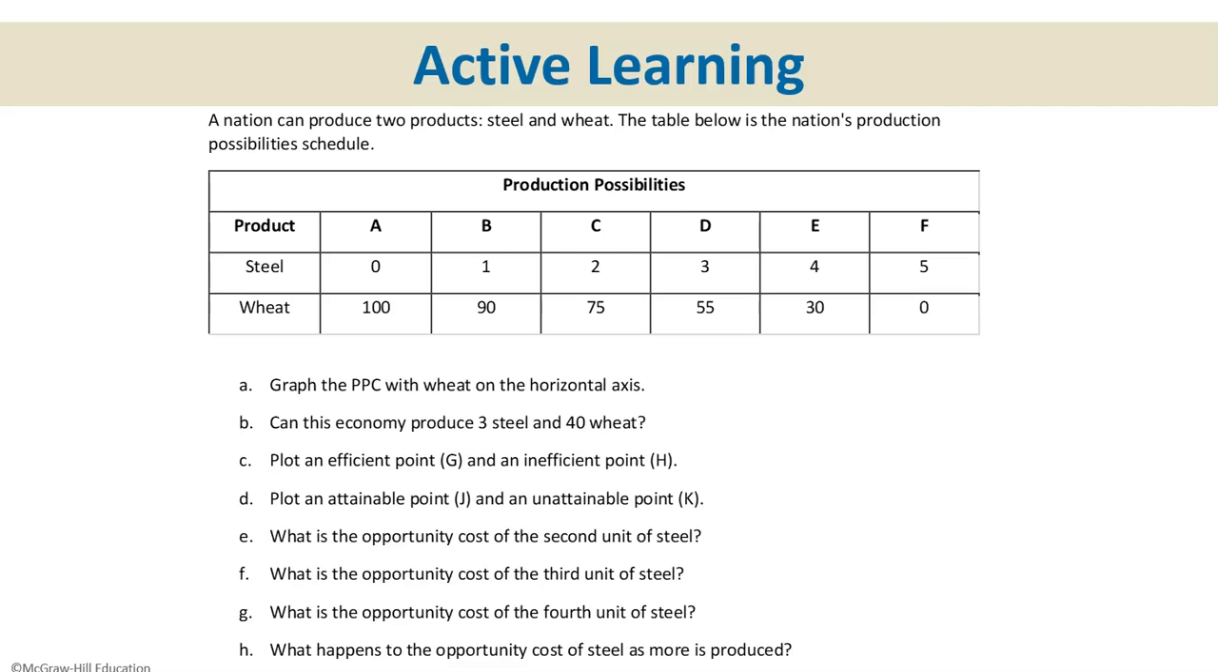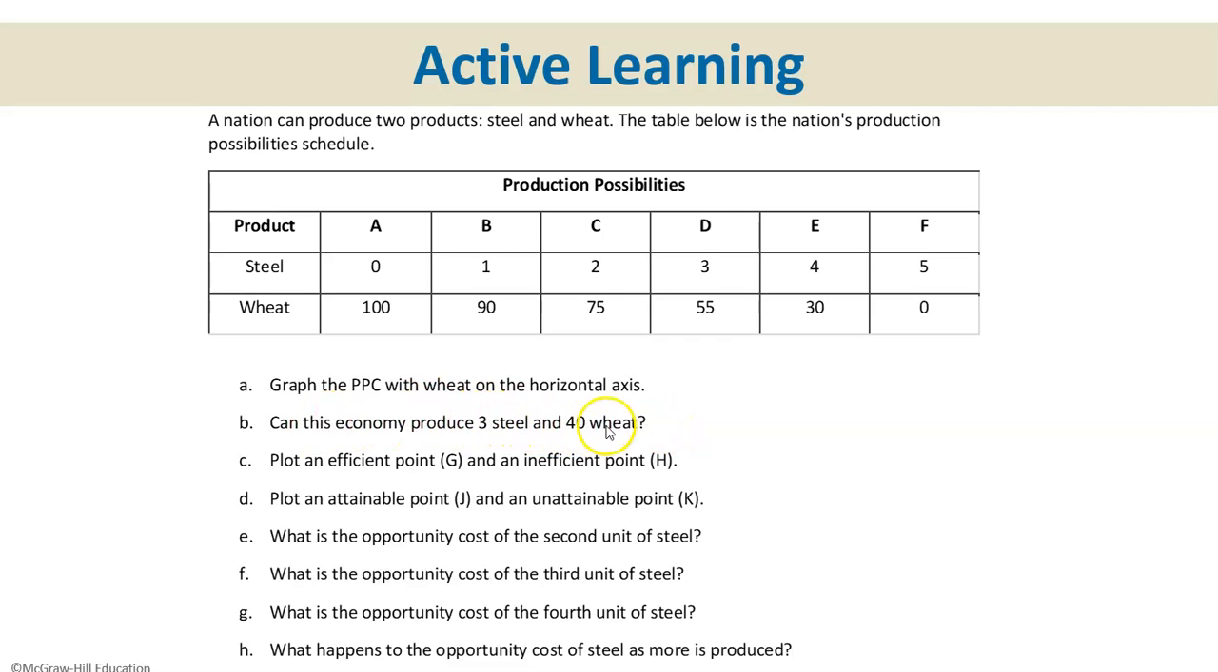Here is one last activity for you to try. So what you're going to do here is you're going to take all the 6 points, you're going to graph the production possibility curve, put wheat on the horizontal axis, and then you have a few questions to answer.